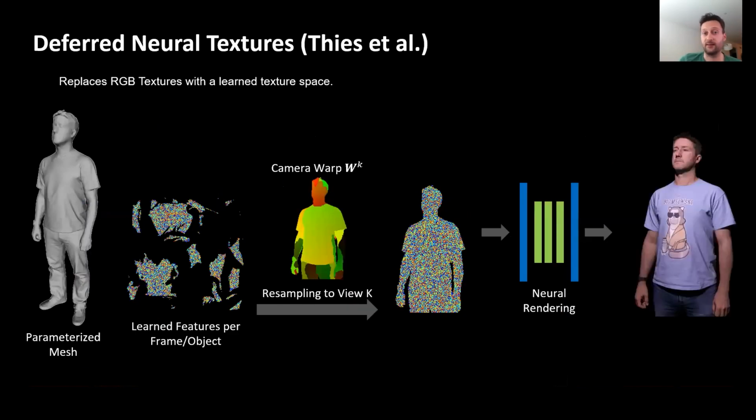Another approach, presented by Thies et al., is neural textures, which also plays very well in this sort of pipeline. Instead of storing RGB values in your parameterized texture space, what you do is, at training time, you actually backpropagate through the texture, and you learn neural features such that at test time, you can resample this texture to an image space, and then you have a neural rendering module that is able to decode these learned representations and give you the final rendering results as shown here.